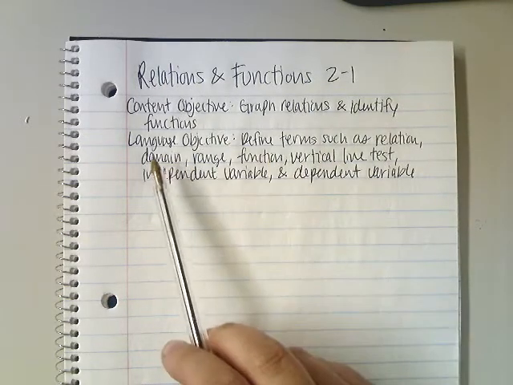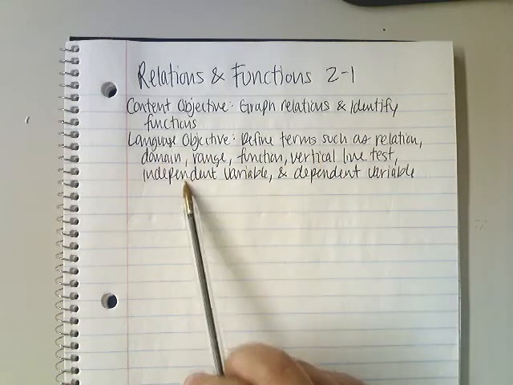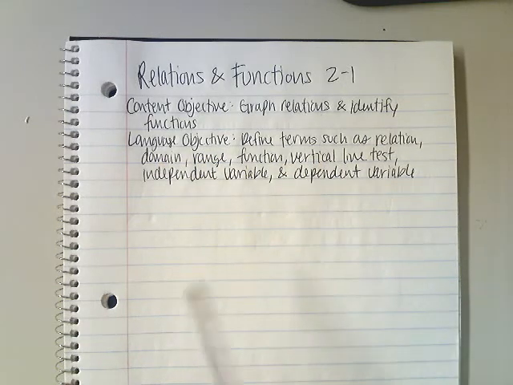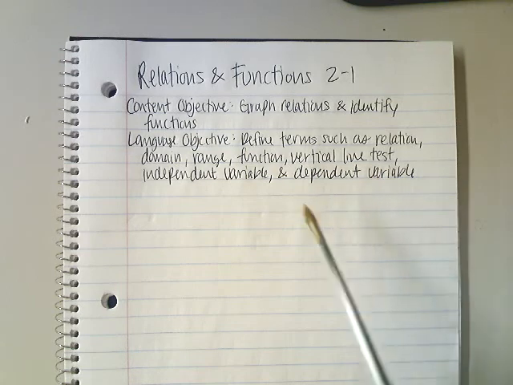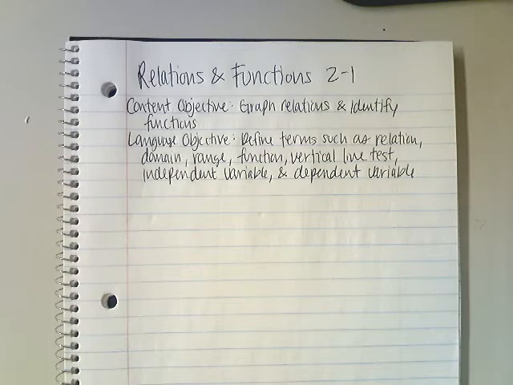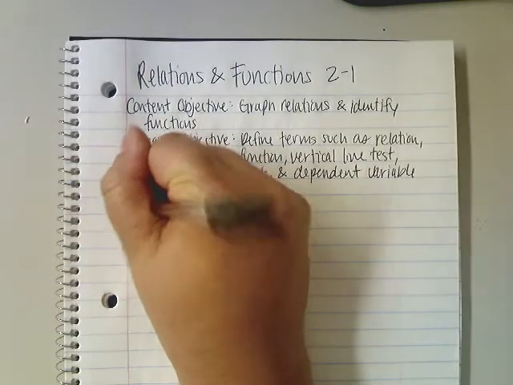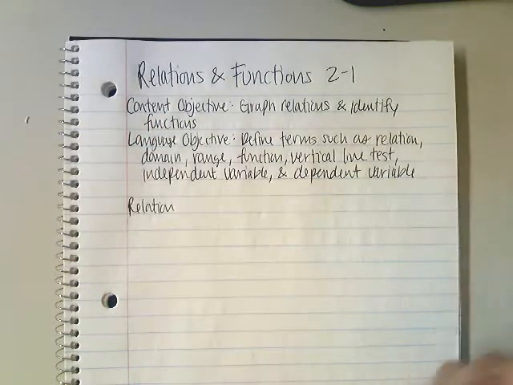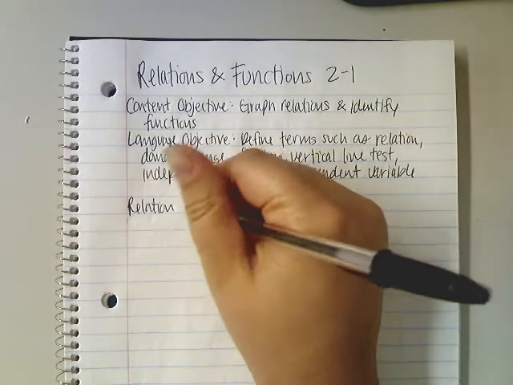function as well as domain, range, vertical line test, independent variable, and dependent variable. So there might be some other vocab words in there, but those are some of the most key terms that we'll talk about today in the notes. So go ahead and jot those down, but I'm going to jump right into some of the content for the notes today. So the first thing I want us to define is relation, because this is the broader category that we're going to be talking about.